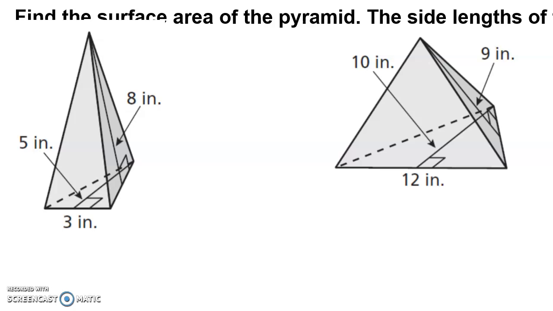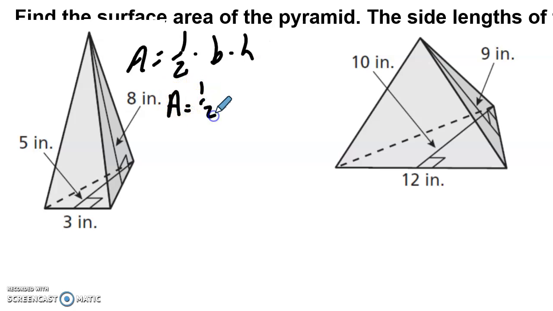Okay, now we're going to move on to triangular pyramids. Little different. The name tells you all of it. First, the bottom is a triangle. So that means that we need half of the base times the height. So A equals half. Looks like our base is 3 and our height is 5. 3 times 5 is 15, and half of 15 is 7.5 for the bottom.